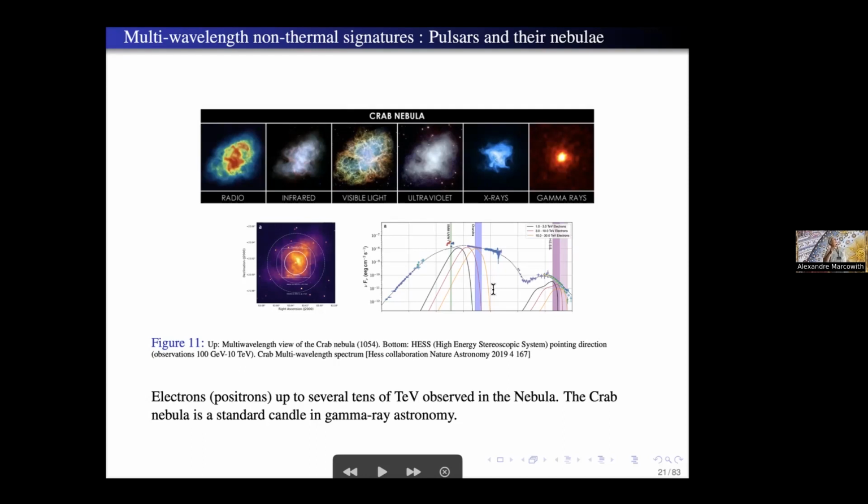And at gamma rays, you see we have a very nice multi-wavelength spectrum of this object. And this object is very important at gamma rays because it's a kind of standard candle. We compare the gamma ray luminosity of any kind of source to a fraction of the Crab.